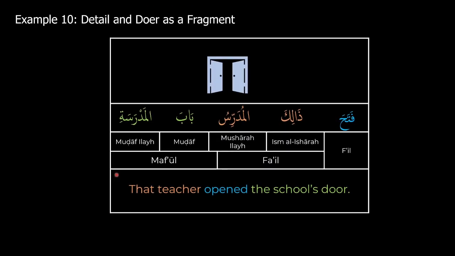Okay, so here we have an example with the fa'il and the maf'ul as a fragment. So we have fataha dhalikal mudarrisu babal madrasati, right? So fataha is going to be our fi'il, right? Which means opened. And then we have dhalikal mudarrisu. This is ismul ishara, musharun ilayh. And we know this is going to be our fa'il because it comes after the fi'il. It's in a state of rafa because of the dhamma right here. And they both match in gender as this is masculine and this is masculine.